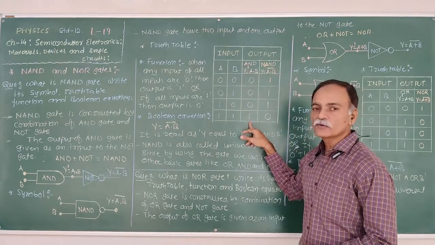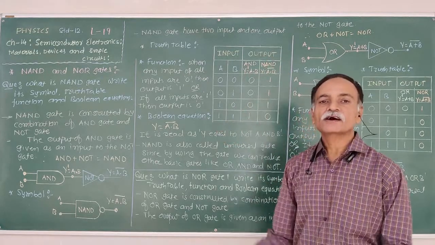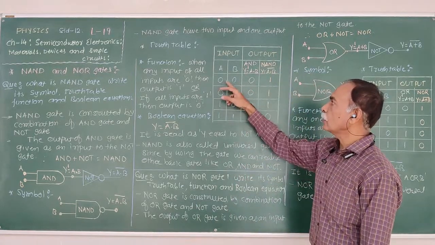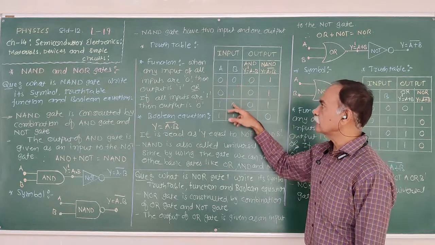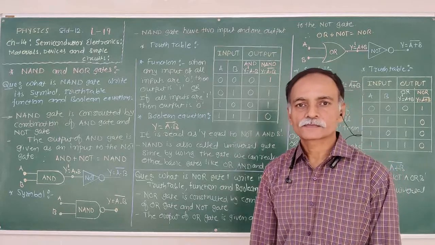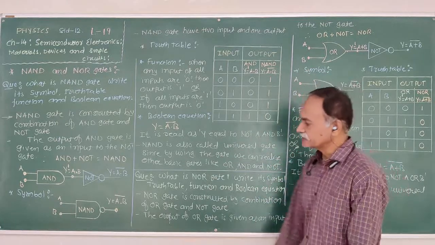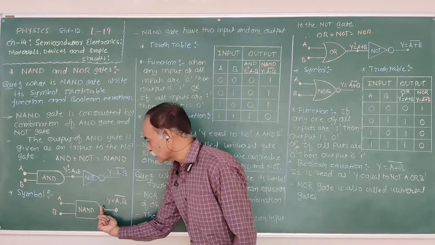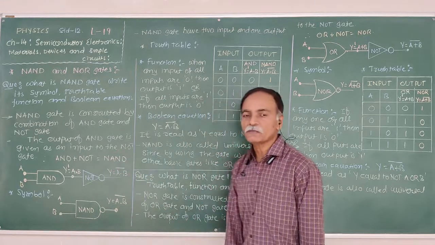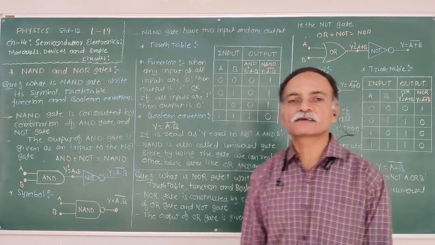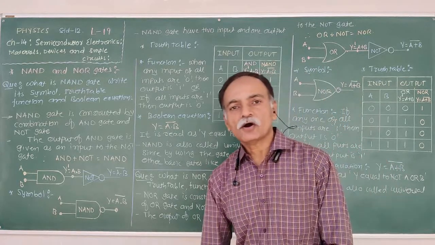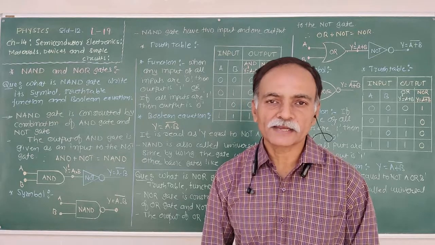The characteristic is that the output is 1 if all inputs are 1, otherwise 0. Or in other words, if any one input or all inputs are 0, we obtain the output 0. The symbol of the AND gate is this, but here the bubble is not present. Without the bubble, this is the symbol of the AND gate, and the Boolean equation is y is equal to a dot b. Here the dot is the operator of the AND gate.